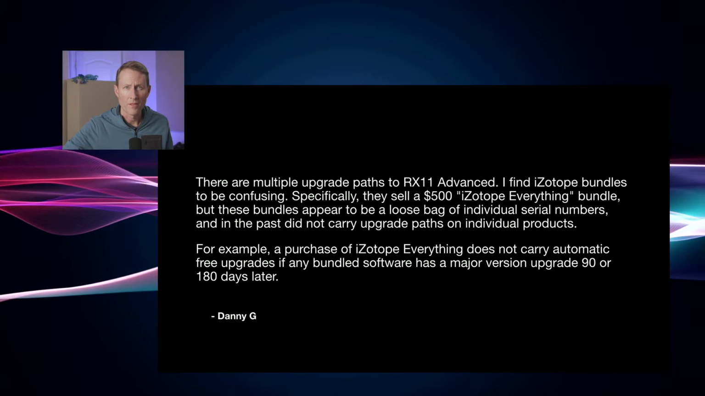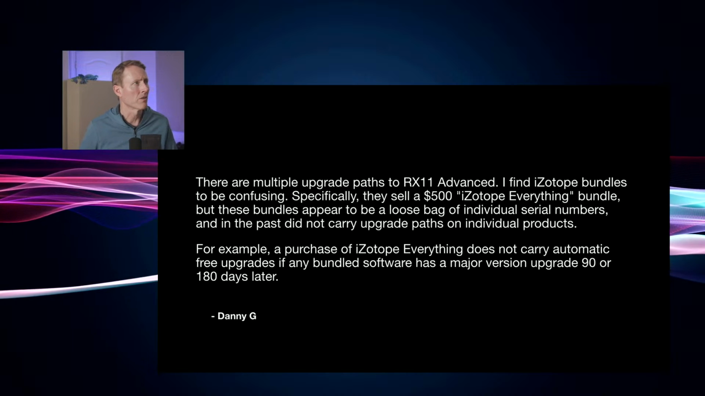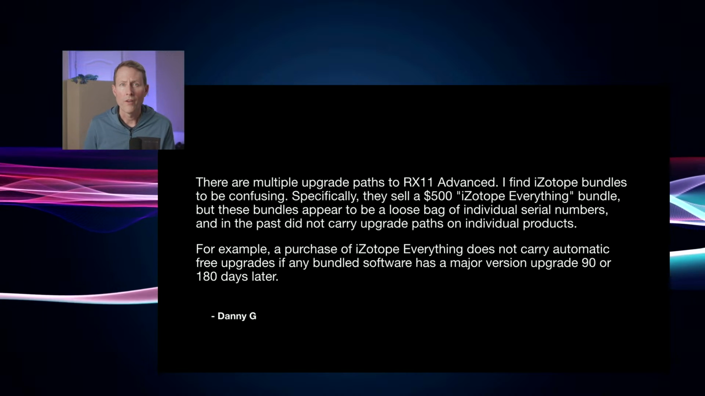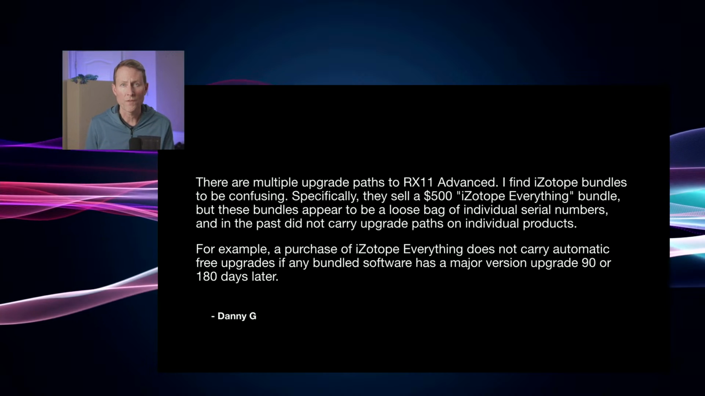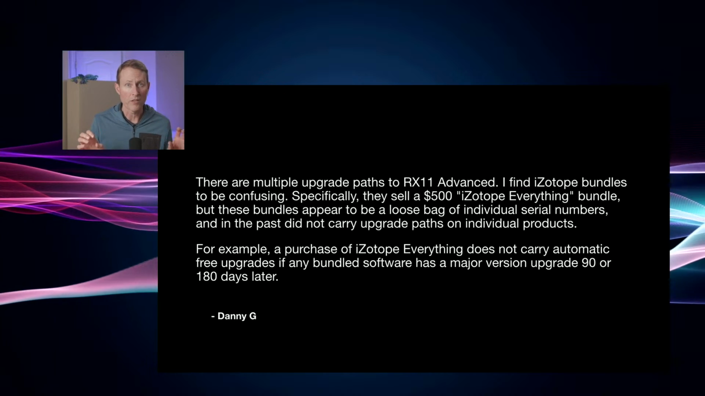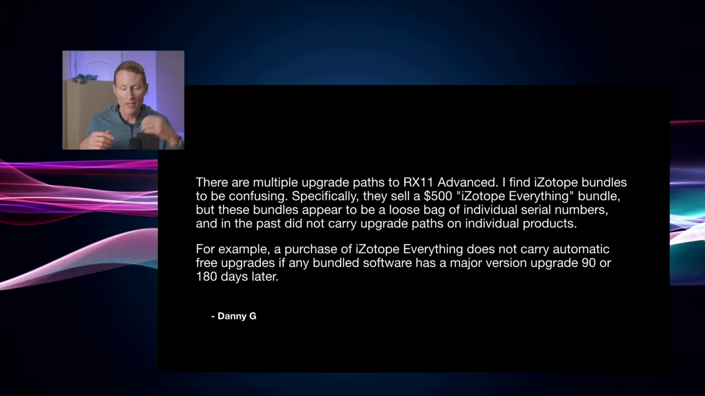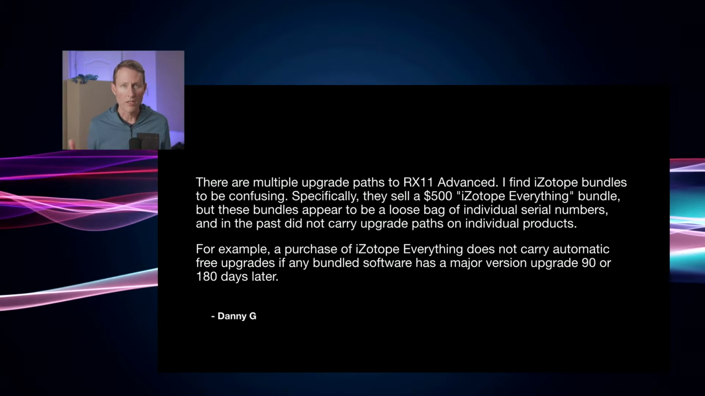Okay. All right. Next question from Danny is, there are multiple upgrade paths to RX11 Advanced. I find iZotope bundles to be confusing. Specifically, they sell blah, blah, blah, blah. I'm not going to go through all the details here, but the question is about licensing and upgrades, and it's confusing, and it seems like there are a million options.